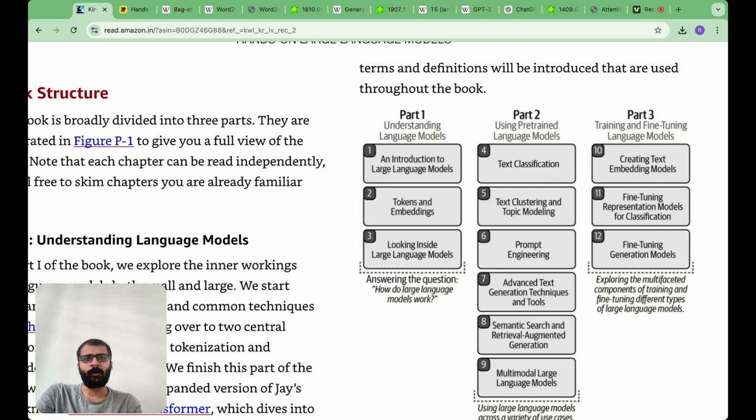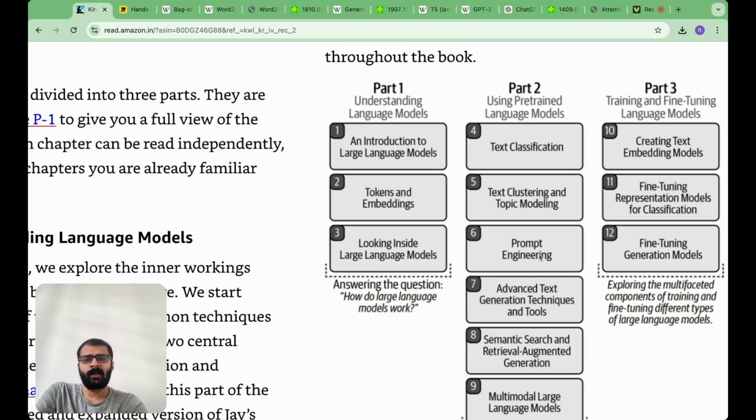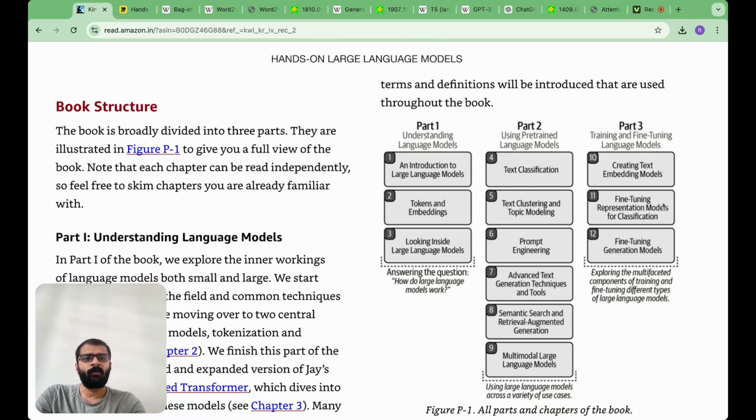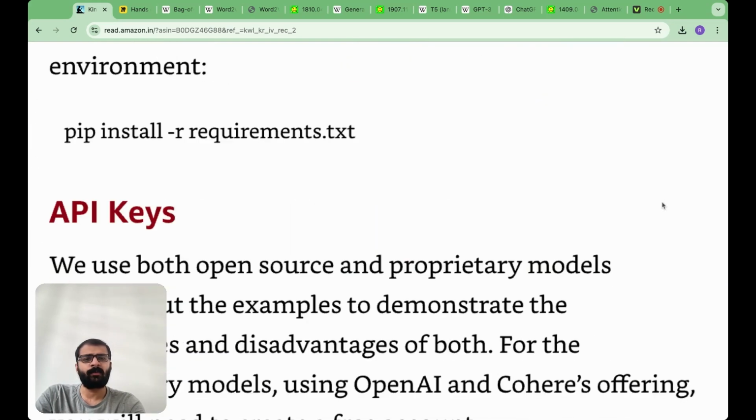Multimodality is extremely important because large language models don't just deal with text, they deal with several other modalities such as sound and videos as well. So part 2 covers the bulk of this book, and these are all the applications which we'll be understanding in this lecture series. However, the book does not stop here. There is also part 3.